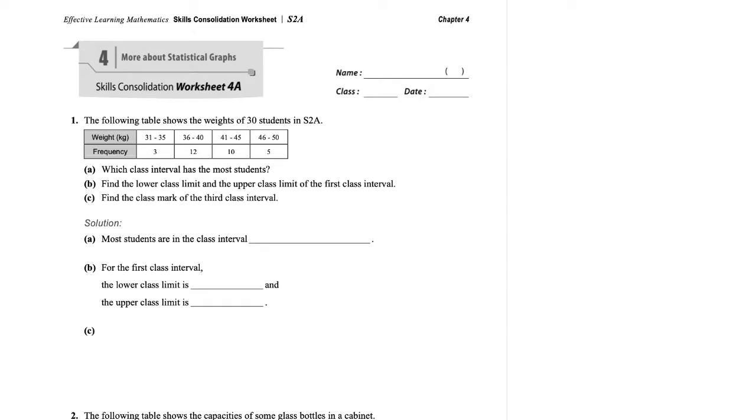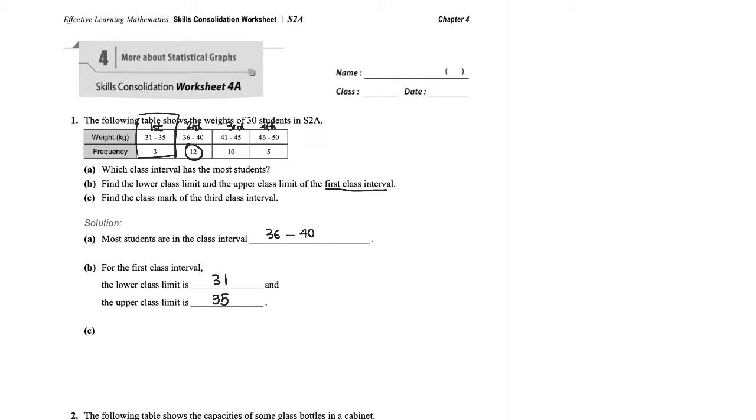This question is very standard, okay? Most students, that means the largest number. That means this one, 36 to 40. And then for the lower class limit and the upper class limit of the first class interval, this is the first, and then this is the second, the third, and the fourth. So this is the first one you are going to consider. So the lower class limit will be 31, upper will be 35.